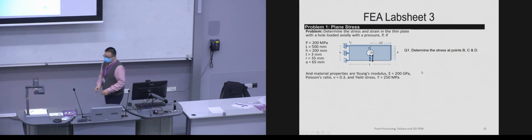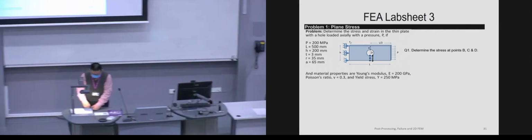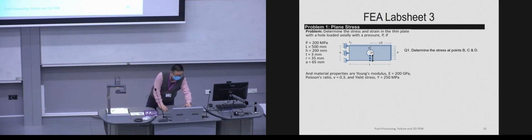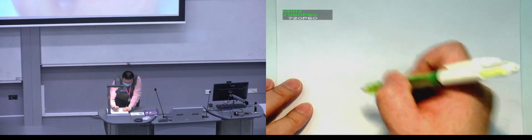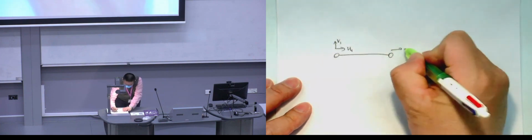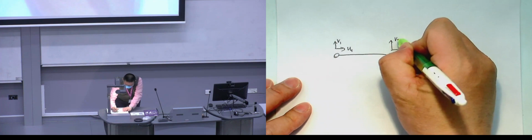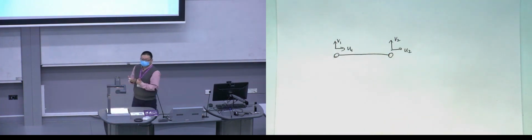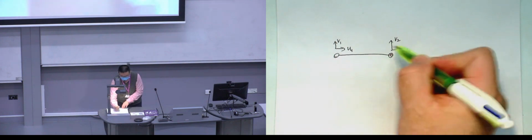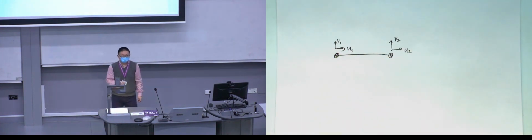So why do I say that? This is because the 2D calculation is the same as the 1D. So let me use the visualizer to draw a little bit. Okay. So this is the 1D calculation. Basically you're calculating the values U1, V1, U2, V2. So you're basically calculating the displacement on this node and this node, right?